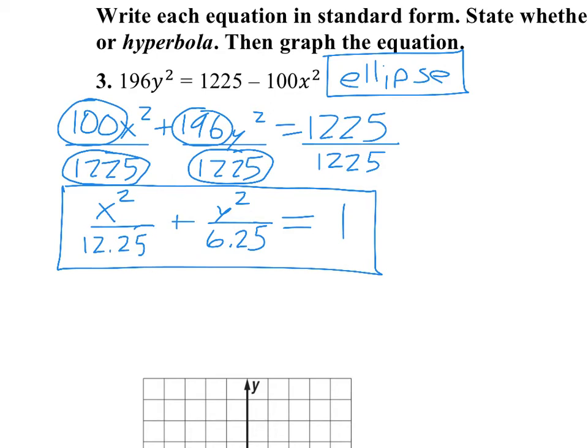Alright, so the reason those aren't bad numbers, 12.25, the square root of 12.25 is 3.5. The square root of 6.25 is 2.5. So these are actually really nice numbers.